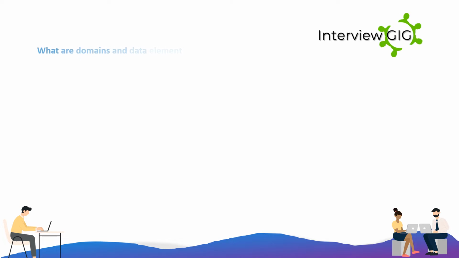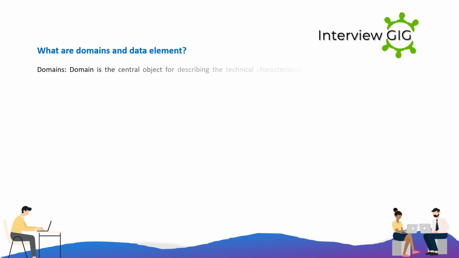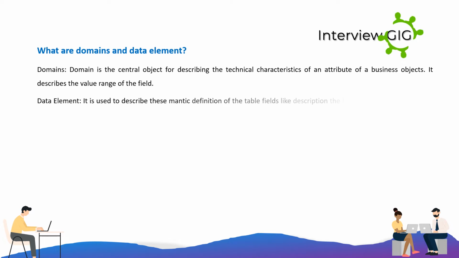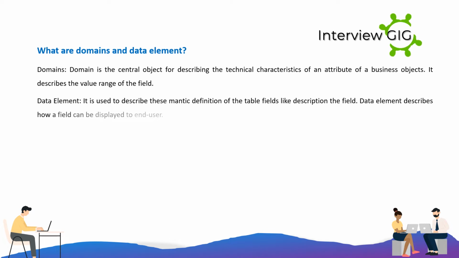What are domains and data element? Domains: a domain is the central object for describing the technical characteristics of an attribute of a business object. It describes the value range of the field. Data element: it is used to describe the semantic definition of the table fields, like description. The field data element describes how a field can be displayed to a user.